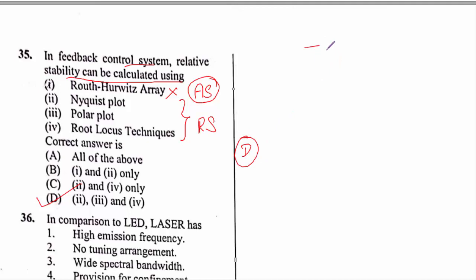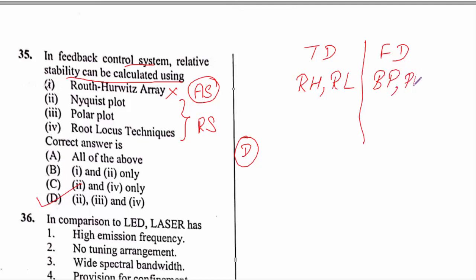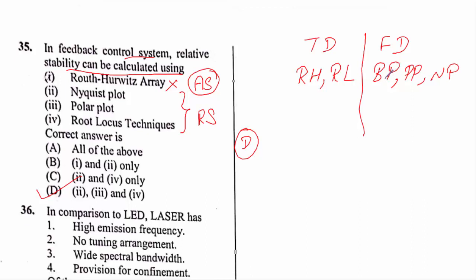So we should know the time domain technique, also we should know the frequency domain technique. So time domain techniques are RH criteria and root locus. Frequency domain techniques are Bode plot, polar plot and Nyquist plot. So these are all frequency domain techniques.